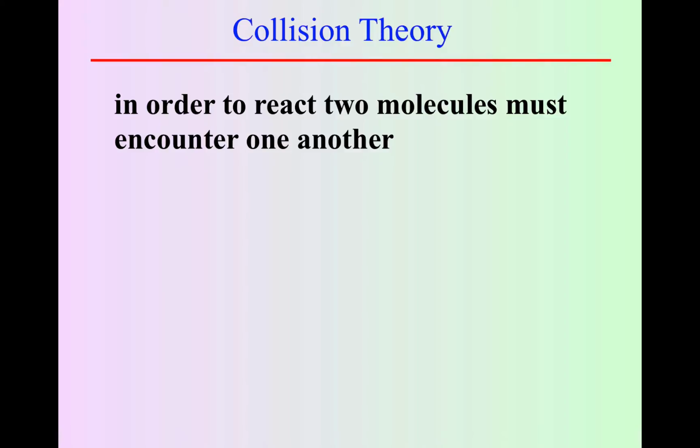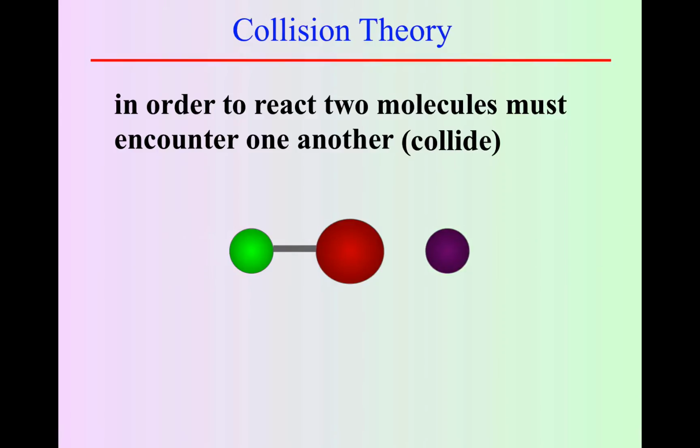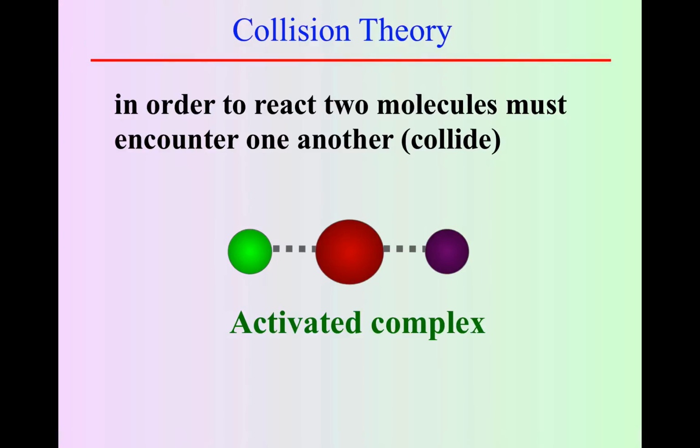In order to react, the two reactants must encounter one another, i.e. collide. So if I'm going to break the green one off and form a new bond between the big red ball and the blue ball, there's going to be a point where I've got to dislodge the green one and establish the blue one. So there's a point where the green one hasn't left yet and the blue one hasn't attached yet. This is what's called an activated complex: a point where I haven't quite broken the bonds I have to break in order for the reaction to occur, and I haven't made the bonds I have to make.